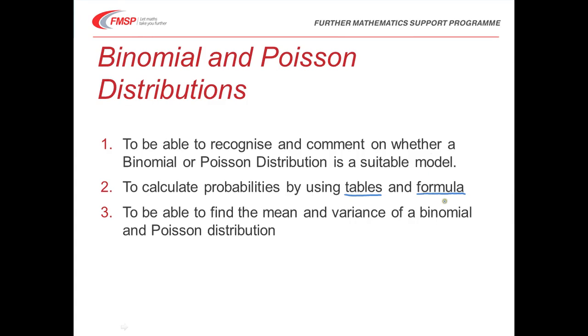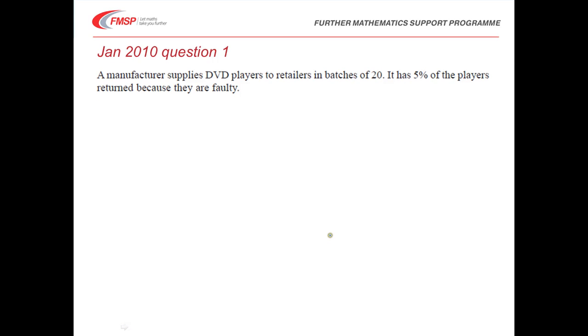Now, a lot of students find this topic particularly straightforward, but lose a lot of marks, and the reason is, as I said, the binomial and Poisson are discrete distributions, and students are used to using the normal distribution from S1. So when we're using the tables to calculate probabilities, we just need to be a little bit careful when we do that. So, a question from January 2010.